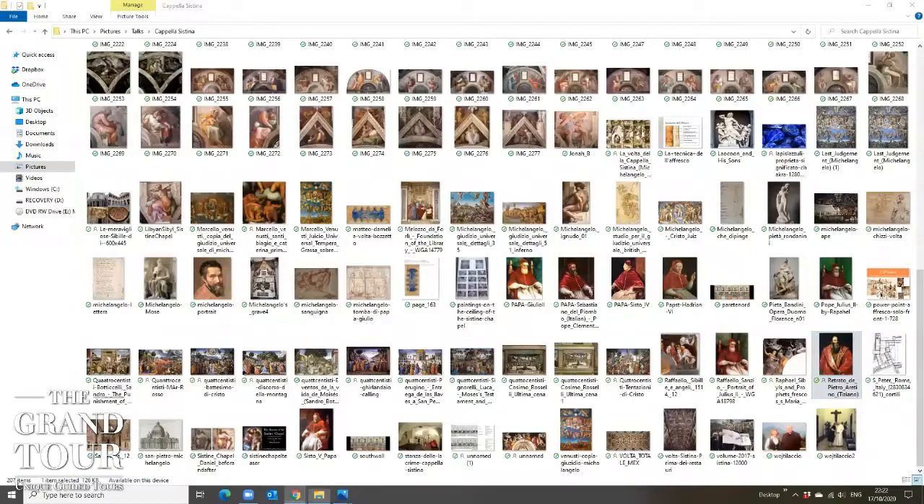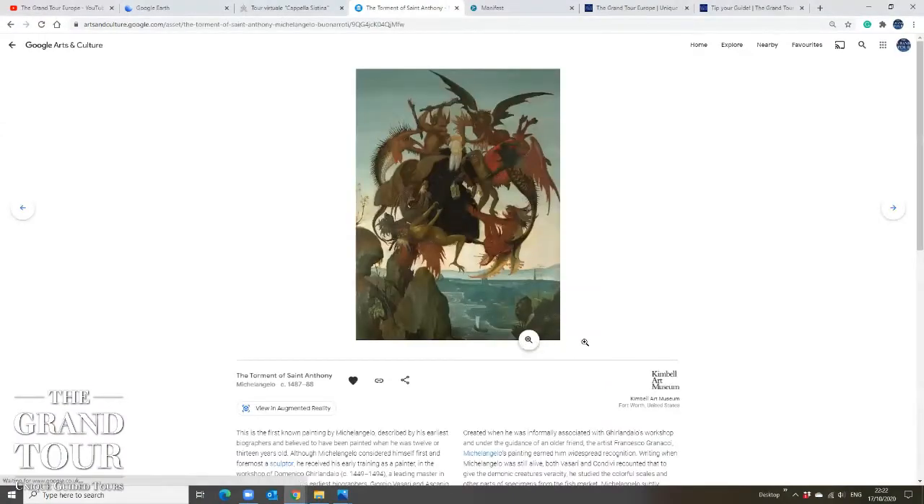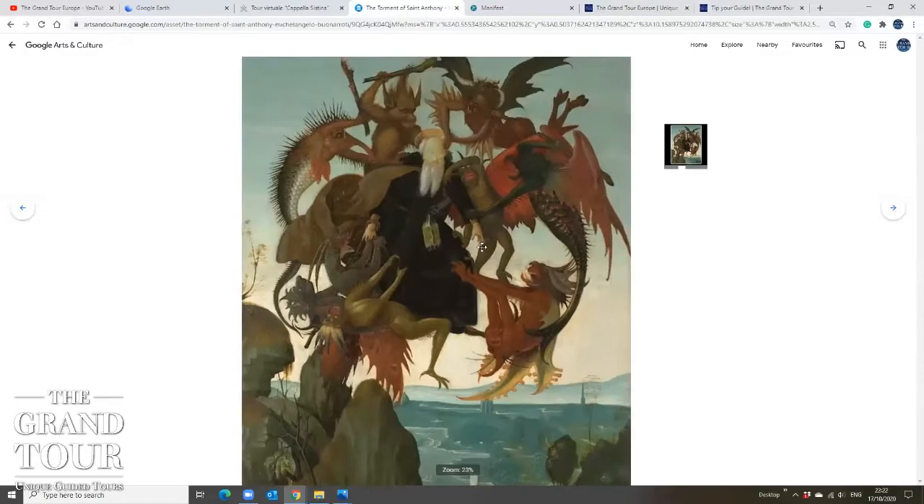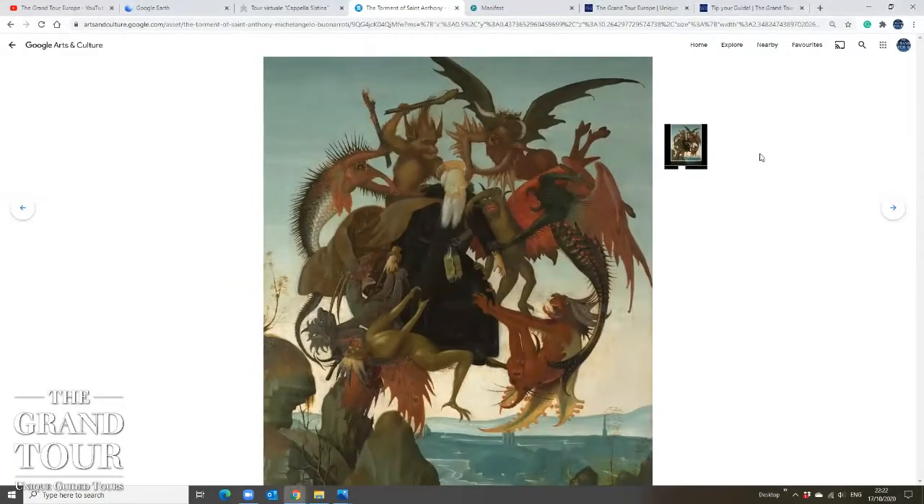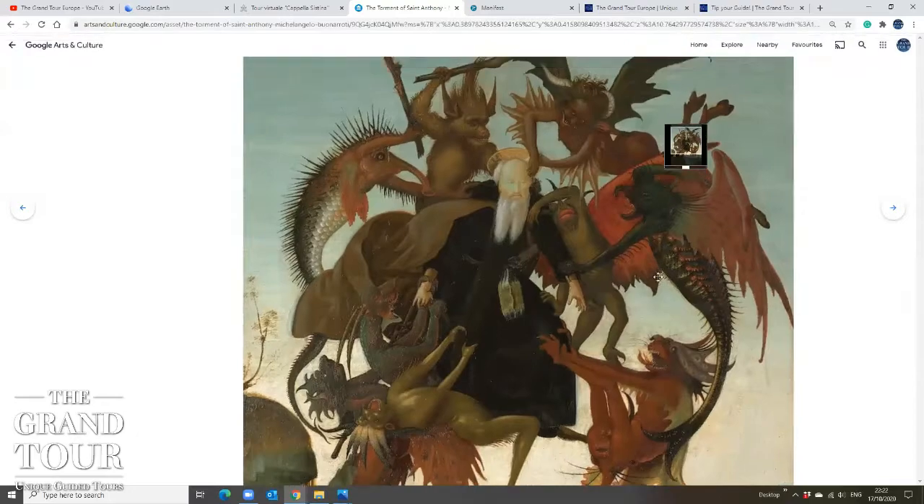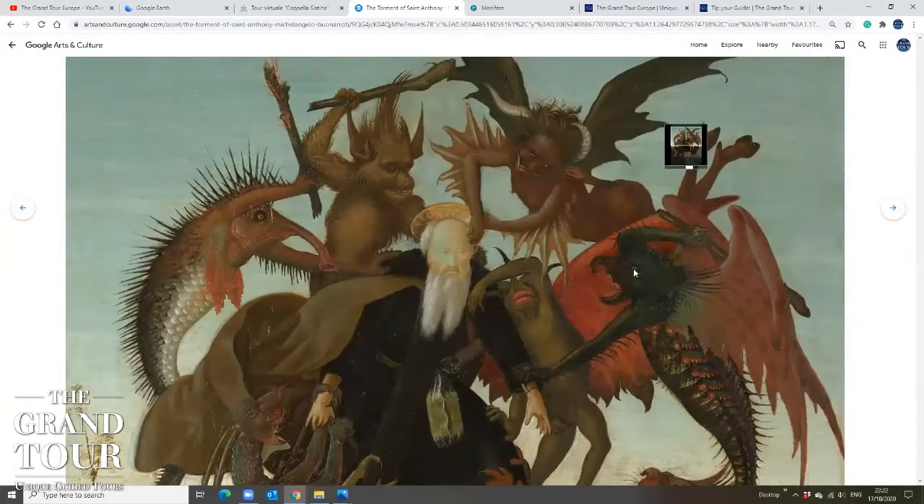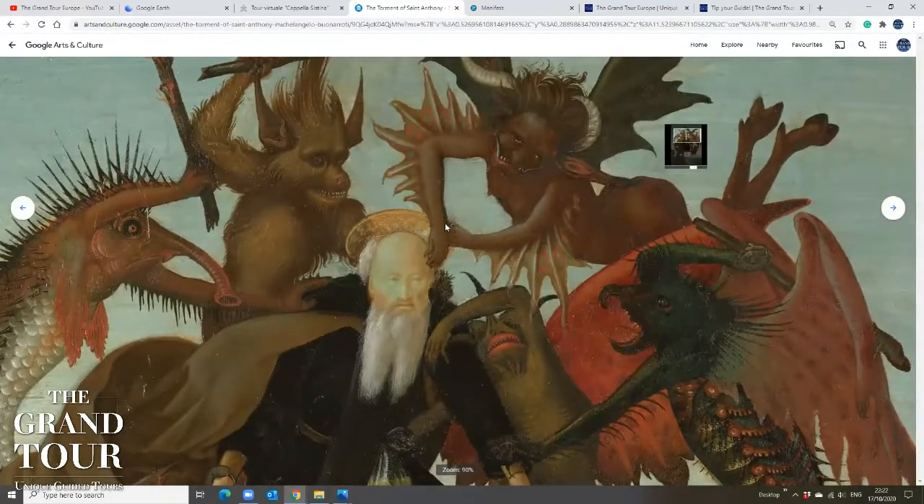First of all, when he was 14, the very first painting known by Michelangelo is this Temptation of St. Anthony. Michelangelo was born in 1475. This was painted between 1487 and 1490. He was some 12, 13, 14 years old. This is the very first painting known by Michelangelo. You can see these demons here.